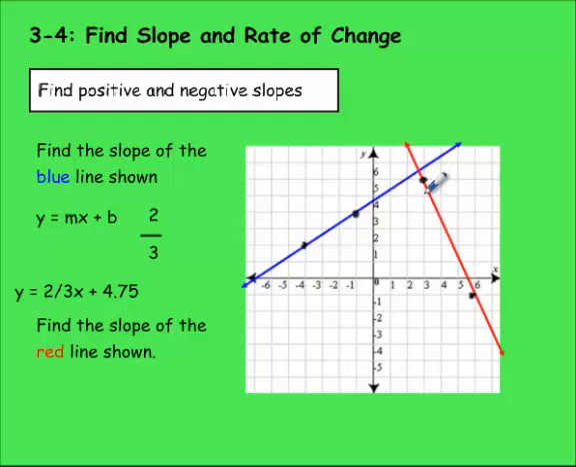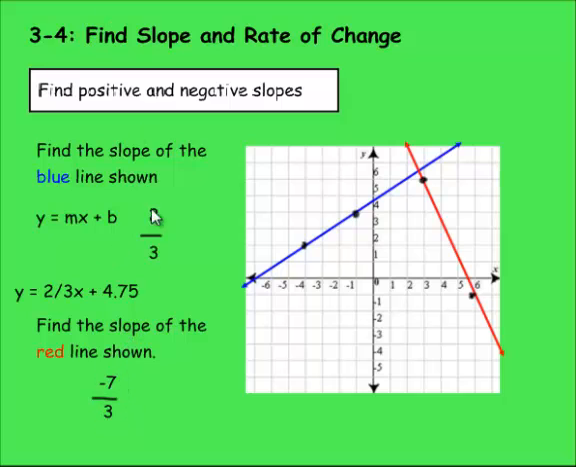So the rise would be, or fall in this case, would be 1, 2, 3, 4, 5, 6, 7. It went down 7, so the rise would actually be -7. And then the run would be, starting here, 1, 2, 3. So -7 over 3 would be my slope. And I usually keep this as an improper fraction.